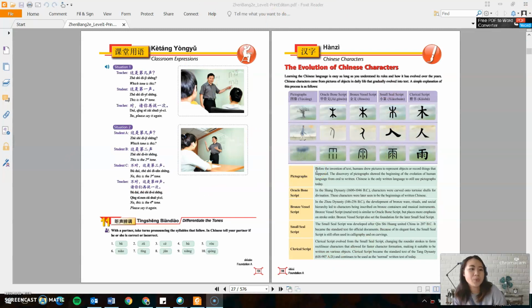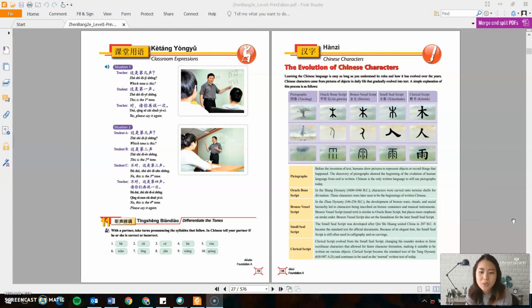课堂用语 classroom expressions. 这是第几声？这是第一声。对，请你再说一次。这是第几声？这是第二声。不对，这是第三声。不对，这是第四声。请你们再说一次。All right, so we will do this during class. 听声变调 okay? But now I'm going to read here 汉字 Chinese characters, the evolution of Chinese characters.